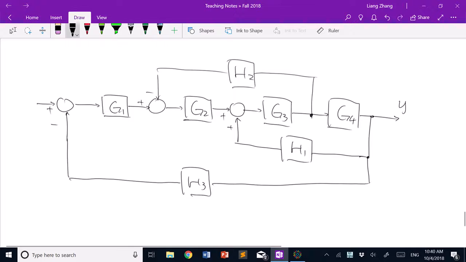So as we have done earlier, this is my y of s, and we know here the input signal is my y of s over G4. This is what we have done earlier up there. Now, so here the input to the H2 block is y over G4. This is what we have derived.